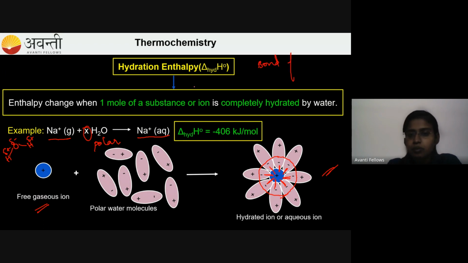Bond formation is occurring. So bond formation is nothing but an exothermic process, because energy will be released if a bond is being formed. So delta H value will be negative. Bond formation is an energy released process. That's why the value is given as minus here. Delta H hydration for this ion is minus 406 kilojoule per mole. So this is hydration enthalpy.